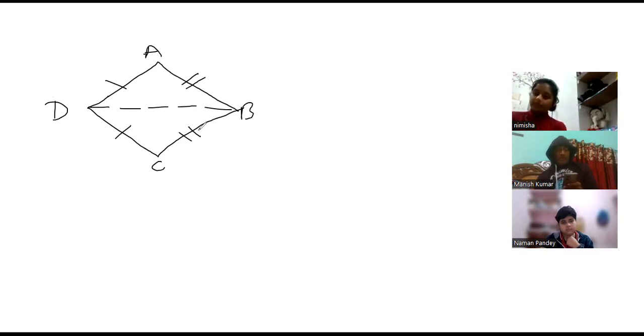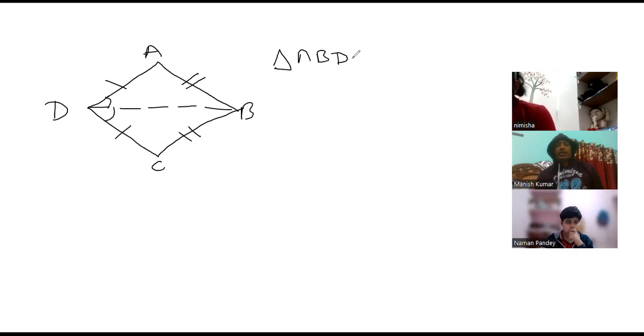What are the three pairs of equal parts? Now, the first line is given. Will angle ADB be equal to CDB? If it is given that AD is equal to CD and AB is equal to CB, what are the other pairs of equal parts? First of all, we have to show that triangle ABD is congruent to another triangle. Then only the angles will come into the picture. Triangle ABD is congruent to what?